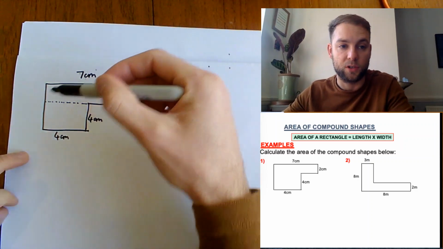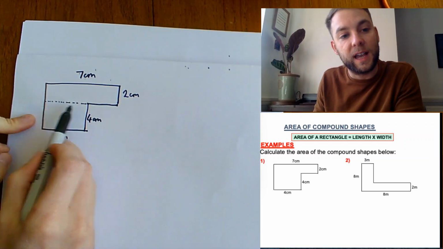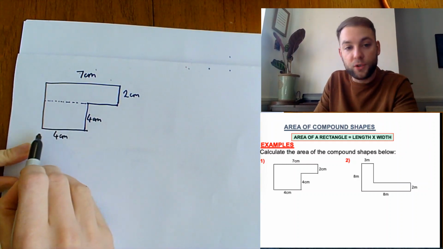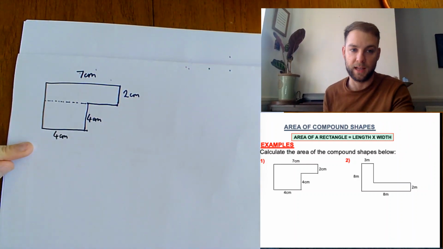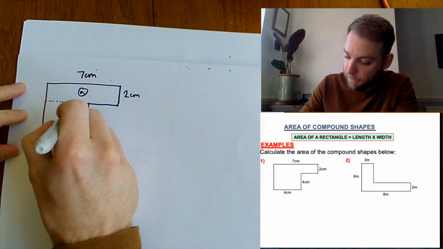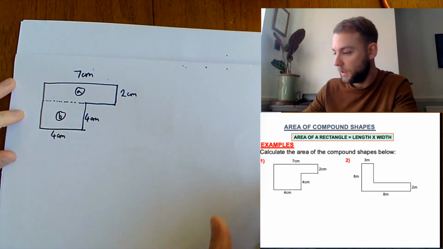Now I could cut up here if I wanted to, but the reason I've cut across here is because I've got the length and width of this one, and I've also got the length and width of this one here. So I've now got 2 rectangles, A and B.